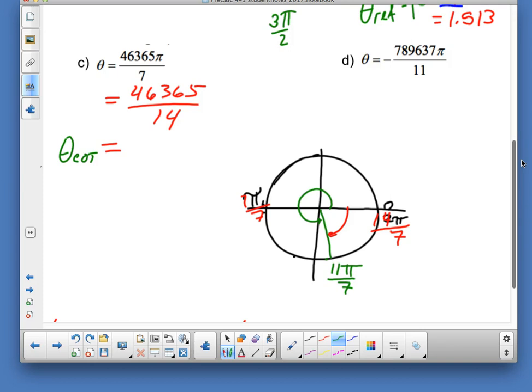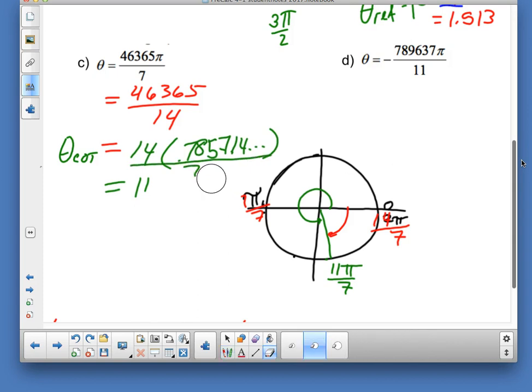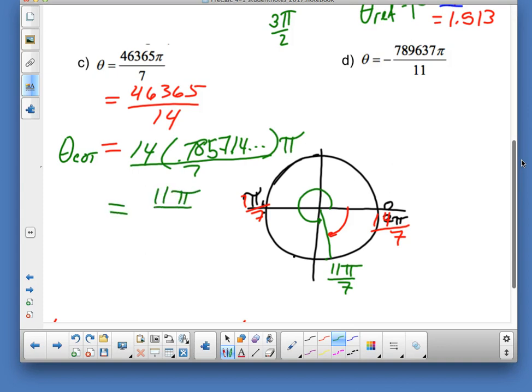Did you get the 3,311.785714? Right? And so now I got my theta coterminal, and I know that was a full at 0.785714... That's going to be 11. Now, here's the thing. I'm finding my theta coterminal. I know that's going to be over 7. And it's going to be a pi in there, because I took this out. Because the things I'm doing are a shortcut. Okay? So it's 11 pi over 7.